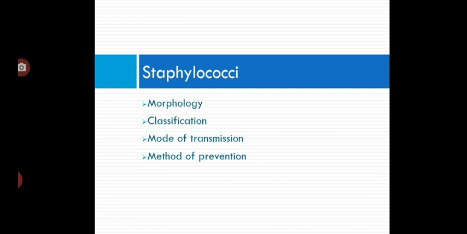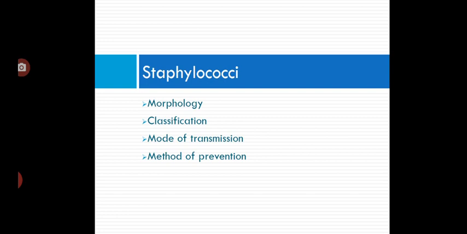Coming to the mode of transmission, Staphylococci are most often transmitted by direct or indirect contact with a person who has a discharging wound or clinical infection of the respiratory or urinary tract, or who is colonized with the organism in the body. The method of prevention here.